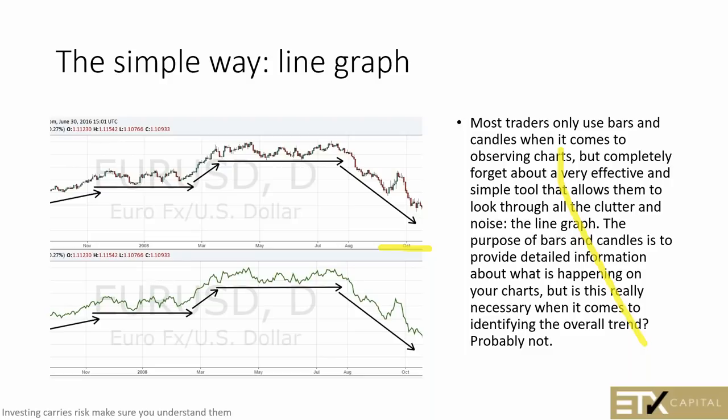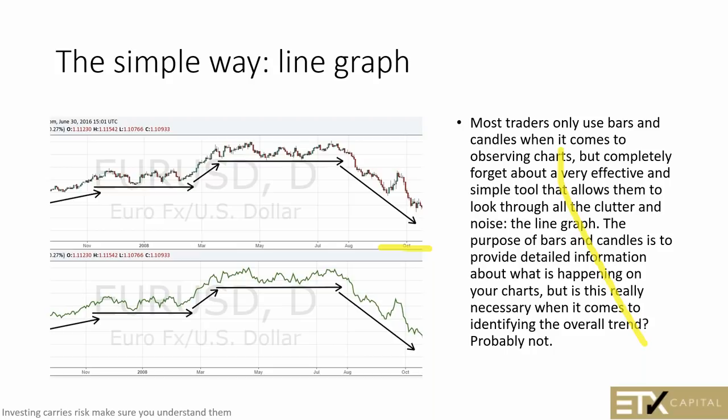Now, most traders only use bars and candlesticks when it comes to observing charts and completely forget about the effectiveness of a simple tool that allows them to look through all the clutter and the noise, and that's called a line graph. Now, I personally do not recommend line charts for anybody. I feel that they have too little information, but you can get around that using a simple moving average, because what a moving average does, it takes the noise out of price movement.